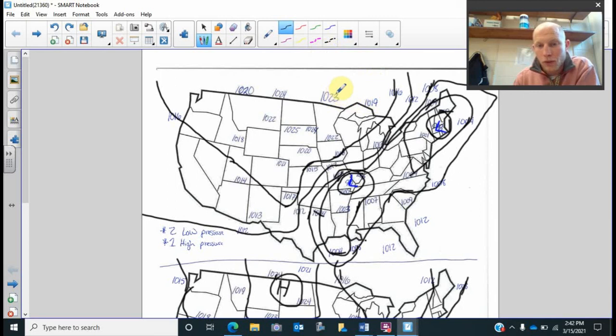I know 1020 is between 1023 and 1019, so it's probably right about here. It's less than 22. Here's 1020. It's less than 21, so I'll go below it. It's more than 18, but less than 22, and then I go through 1020 here. Then my next one's 1024. Here's my 1025. That's the highest one I see, so here's my high pressure region.